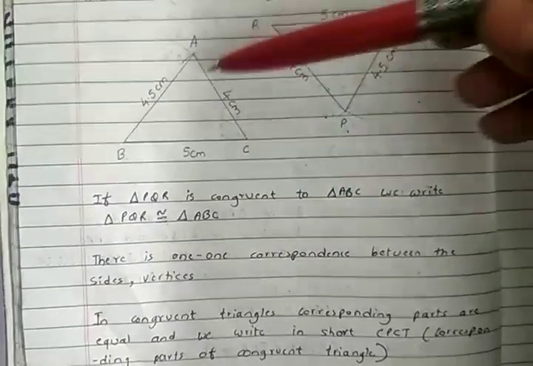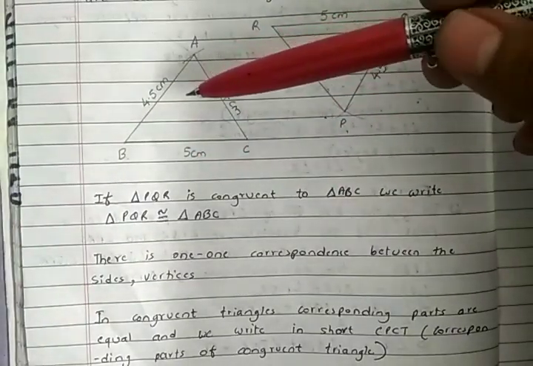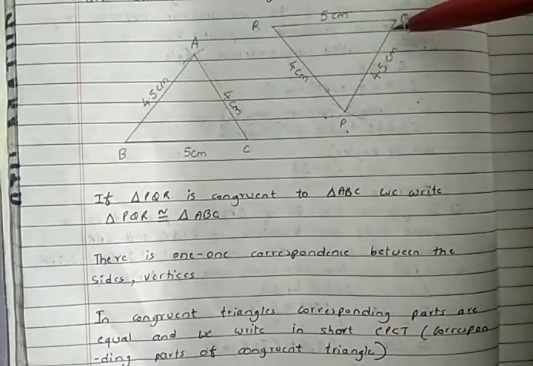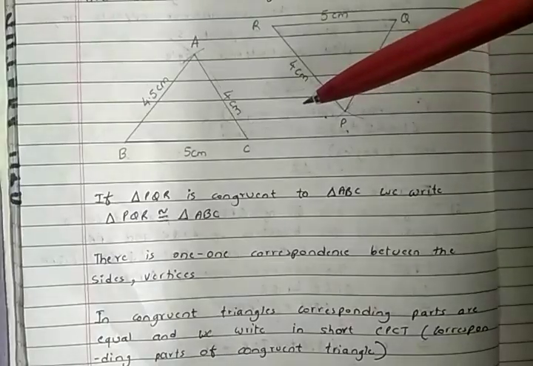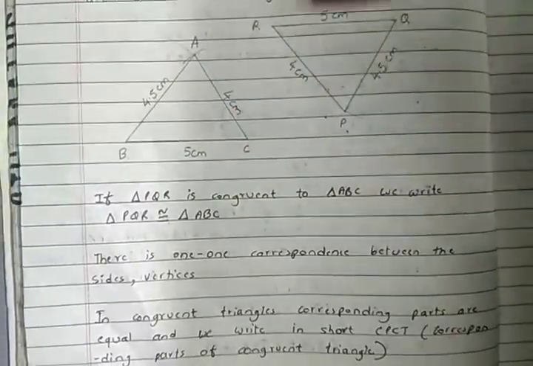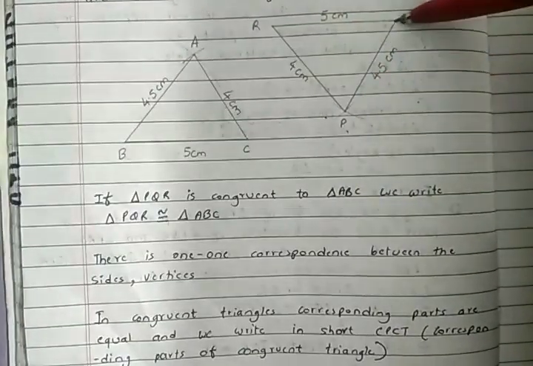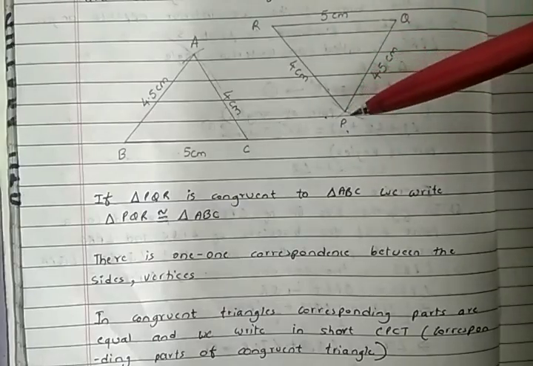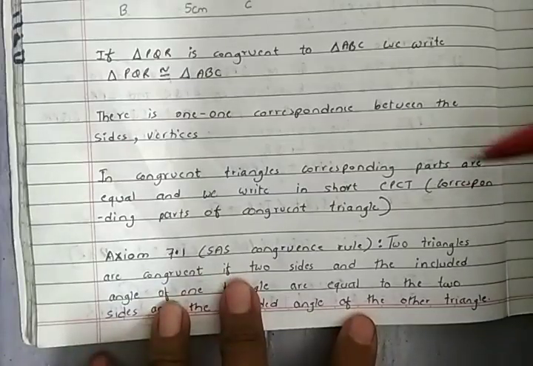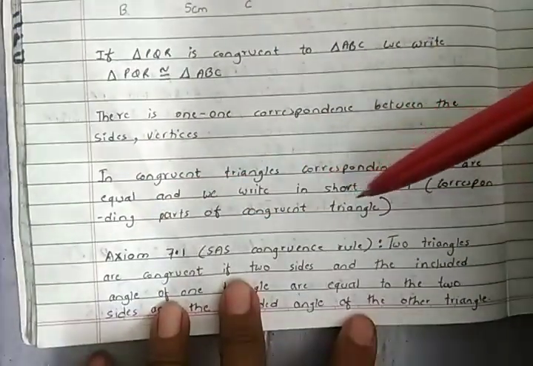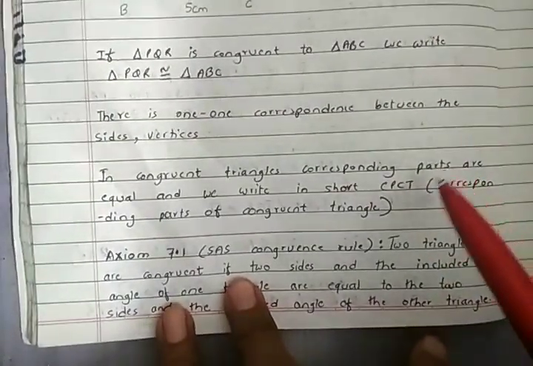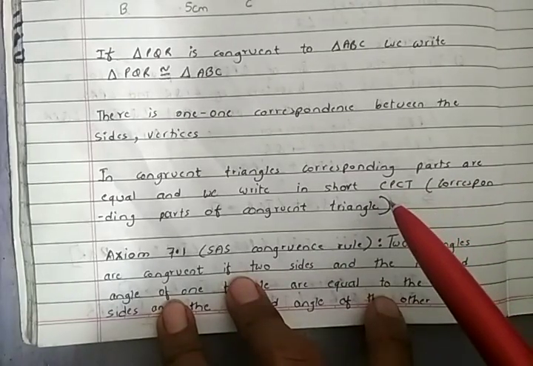Now in congruent triangles, the corresponding parts, this part is equal to this part. We can say that they are corresponding parts of congruent triangles. This whole triangle is congruent, so these are the parts of it which are congruent to each other. So the short form you can write it as CPCT, corresponding parts of congruent triangles. You have to remember this. We will be using this frequently in the next sums.